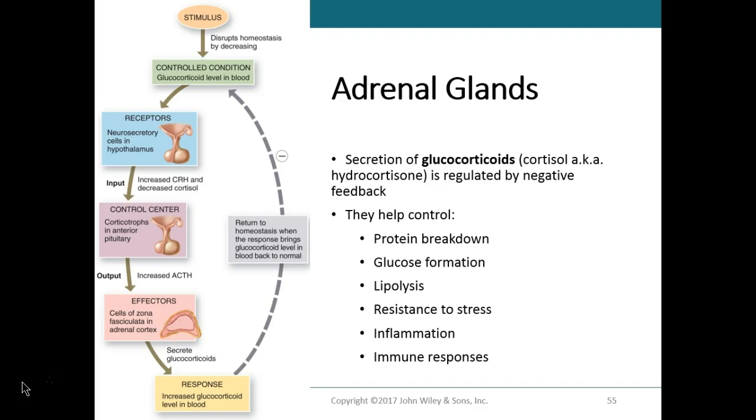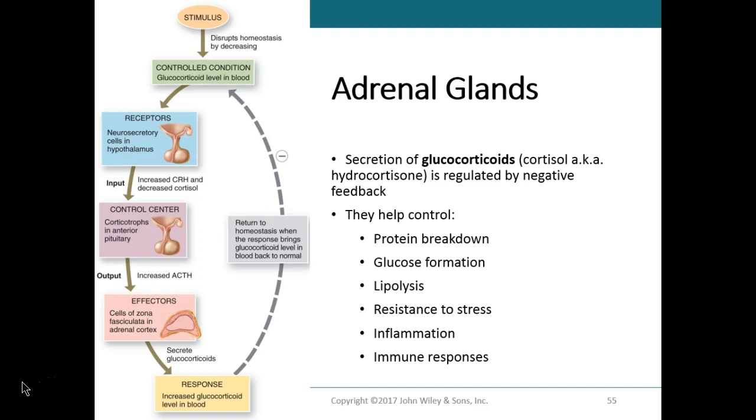The Zona Fasciculata secretes glucocorticoids, primarily cortisol, that regulates metabolism and resistance to stress by increasing blood sugar levels. So how do glucocorticoids work? Well, they increase the rate of protein breakdown, especially in muscle fibers, and when they do so, they release a lot of free amino acids into the bloodstream that can be used for protein synthesis or making ATP. It causes liver cells to convert amino acids or lactic acid to glucose so that neurons and other cells can use it for making ATP.